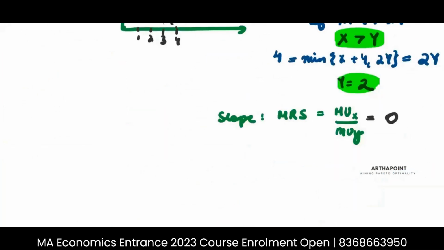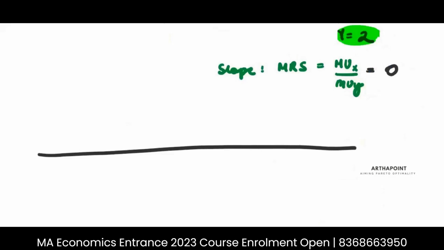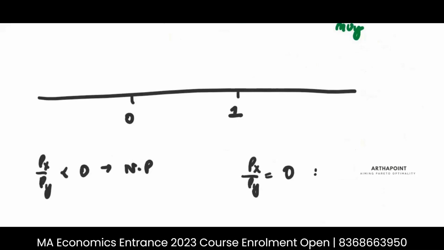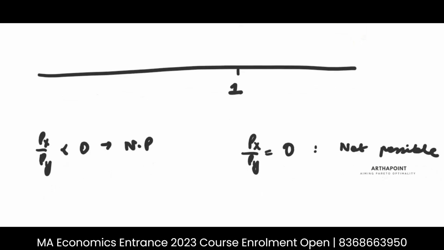Now we will formulate cases. So I have 0 here and 1 here. Now start thinking. Usually we would form cases. What happens when Px by Py is less than 0? But prices cannot be negative, so this is not possible. What happens when Px by Py is equal to 0? Not possible. We don't assume free goods in the market, for now at least. So I just eliminate this 0. I don't even need this. I just have a few cases left.